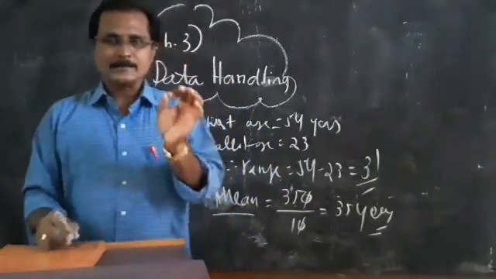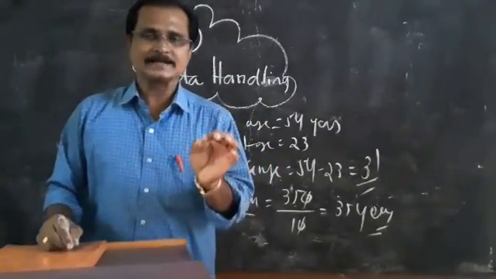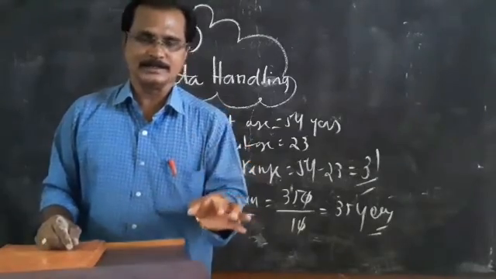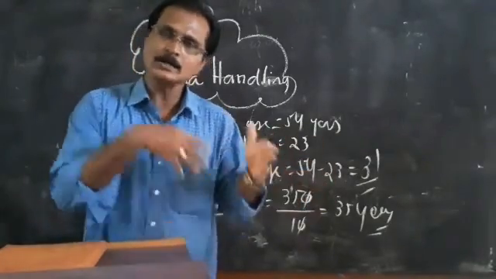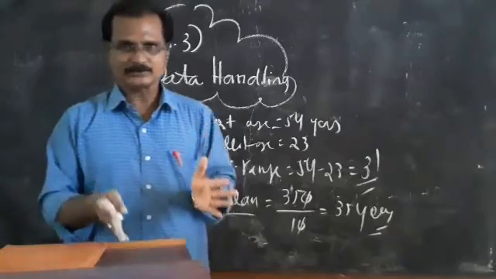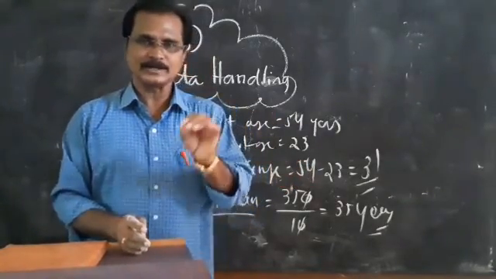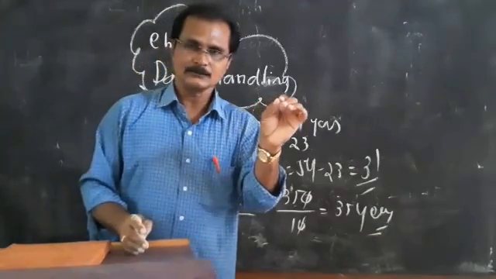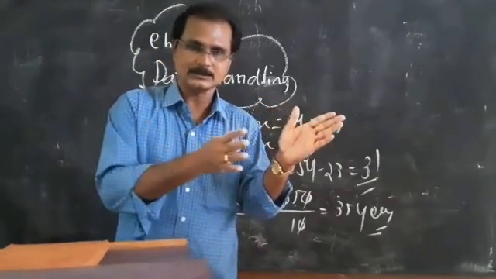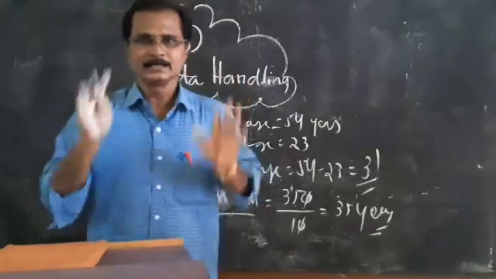Today the important point is average and mean are both the same. You can say average or you can say mean, no difference. To find the mean, total all the observations given and divide by the total number.